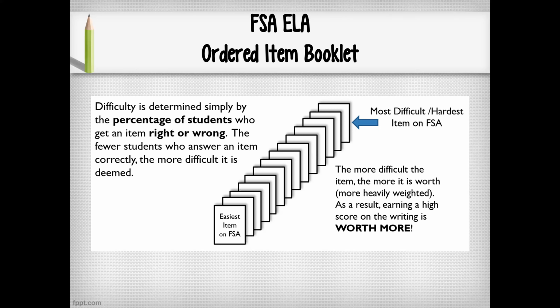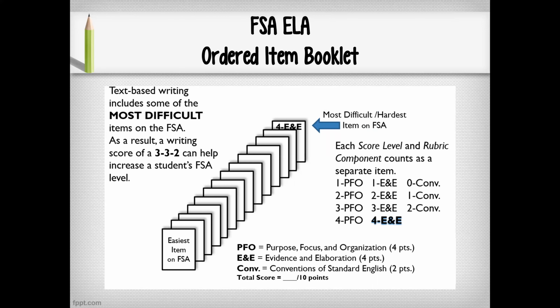So as a result, earning a high score on the writing is worth more, because here's the interesting thing you need to know. Over the past 5 years since FSA was implemented in the state of Florida, consistently the most difficult item on the FSA has been a score of a 4 in evidence and elaboration. So remember how I said each point on the rubric was a separate item? You'll see that described right there. Each score level is counted as a separate item. And consistently, a 4 in evidence and elaboration has been deemed the most difficult item.